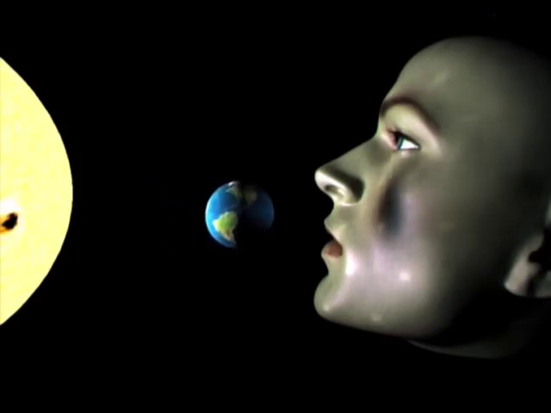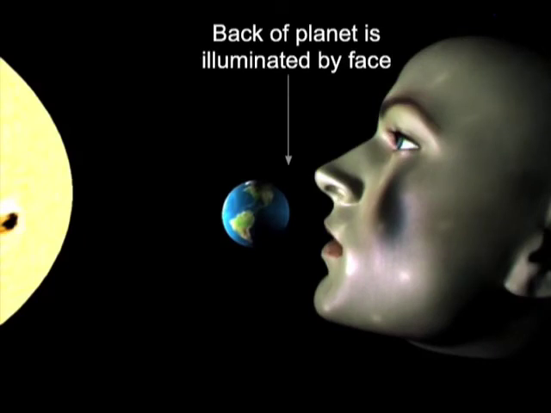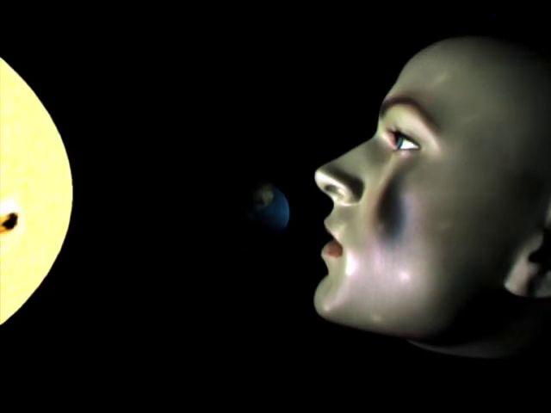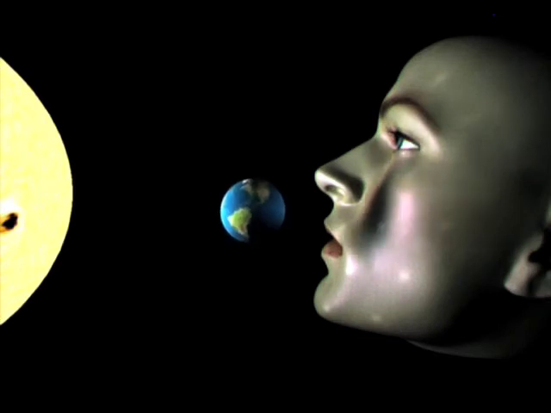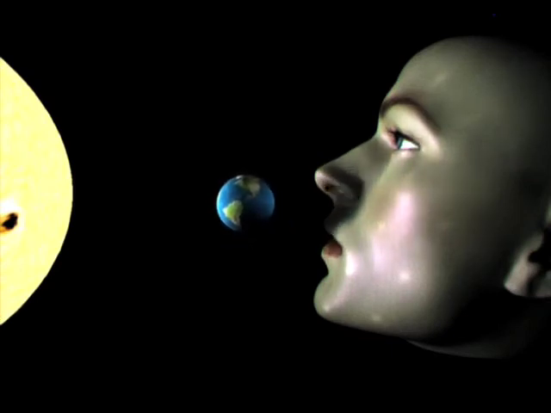Diffusely reflected light from the face illuminates the backside of the planet. We briefly observe the planet illuminated only by the light reflected from the face. The shadow falls on the contours of the face, pronouncing its structure and spatial relationship to the planet.